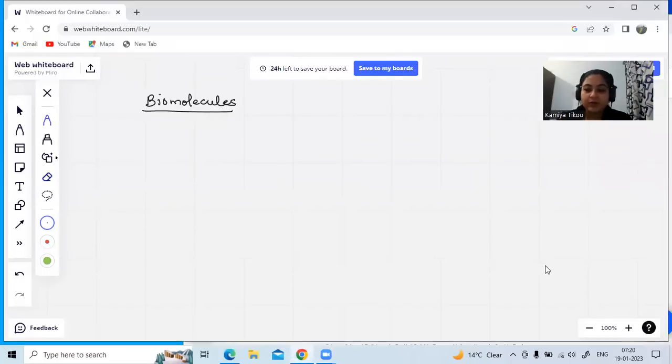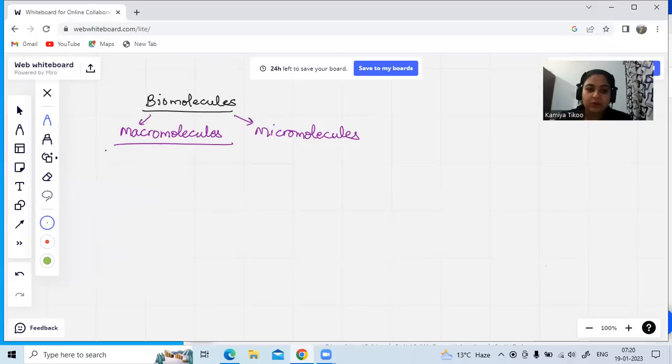So we are going to discuss a topic of MCAT called biomolecules. Biomolecules can be of two types: macromolecules, that means big molecules, and micromolecules. So we will discuss macromolecules today. Macromolecules means big molecules, and we also call them polymers. Since they are polymers, they are made up of multiple small monomers.